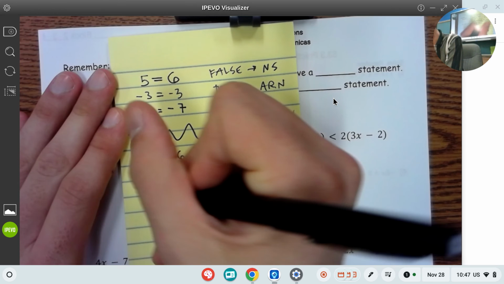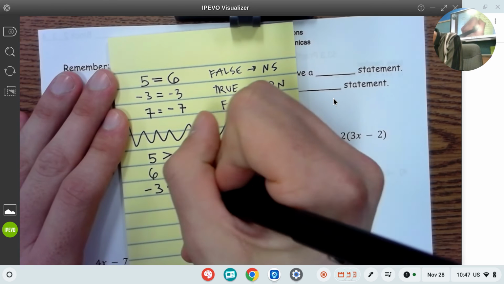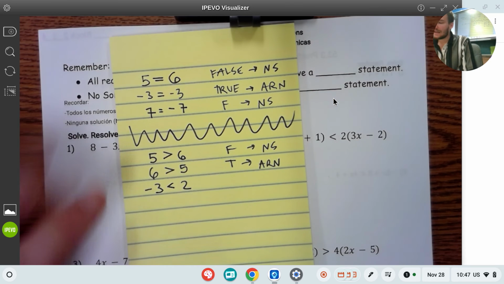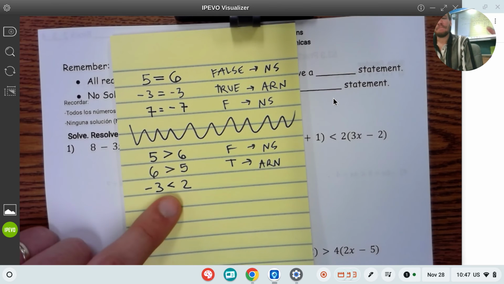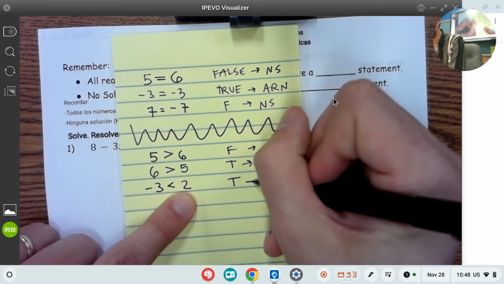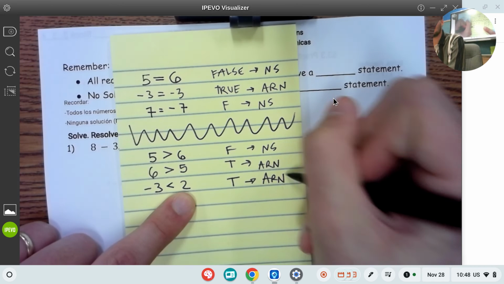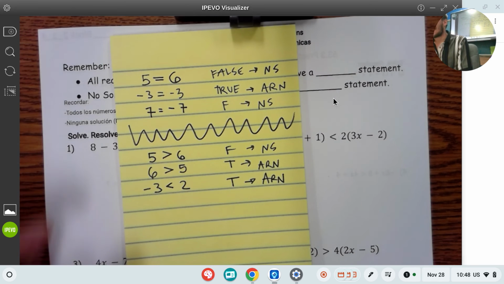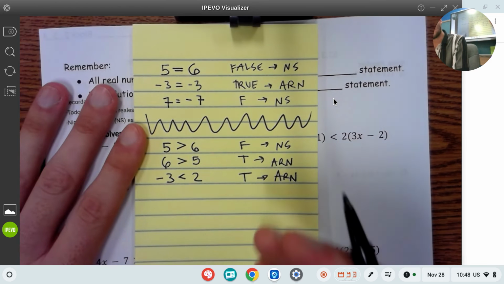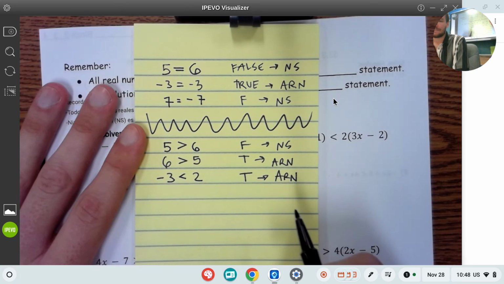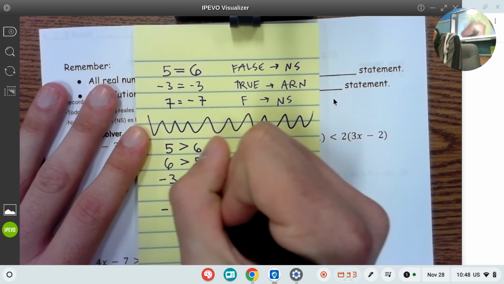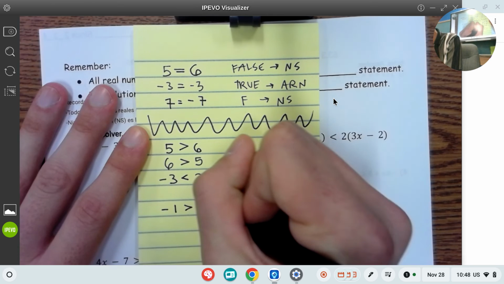Okay, what if we have -3 less than 2? That's true. -3 being less than a positive number, yes, that is going to be true, and those letters are ARN. It's okay. It happens. All right. Now, there are a couple of tricky setups. The first one is if we have something like -1 is greater than -2.